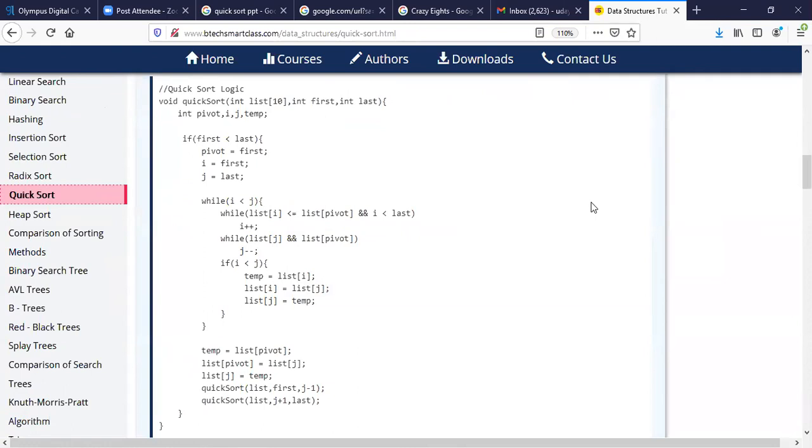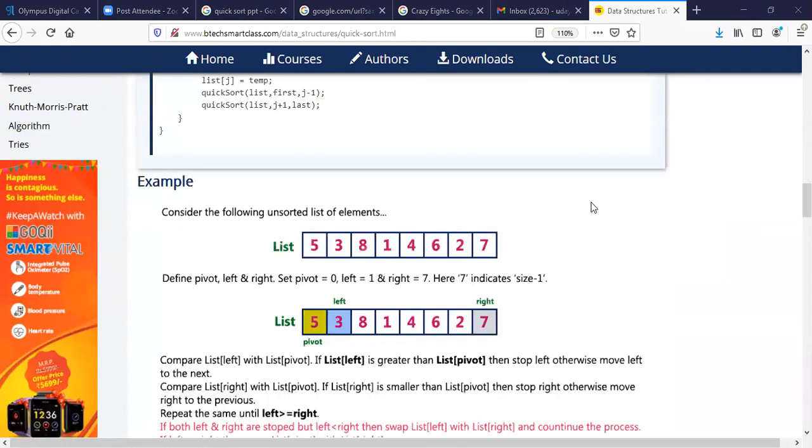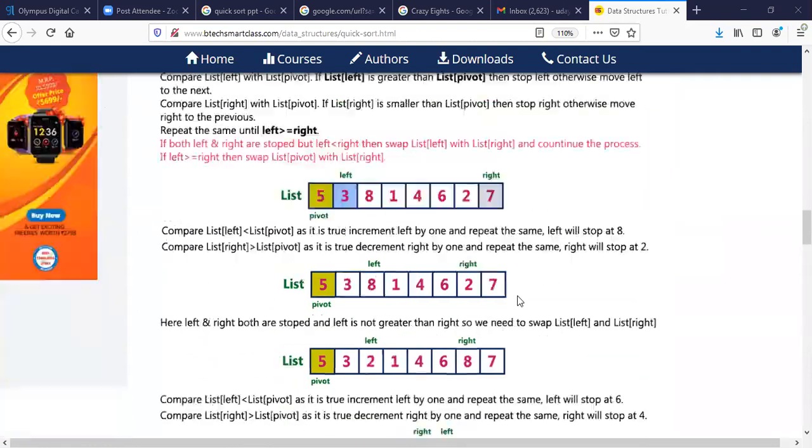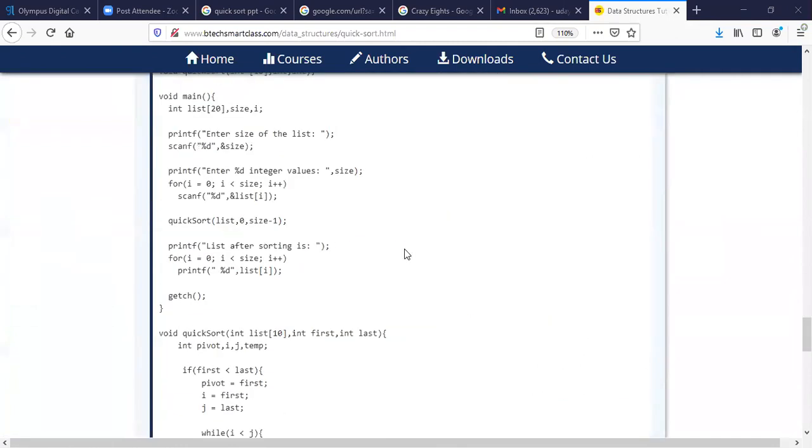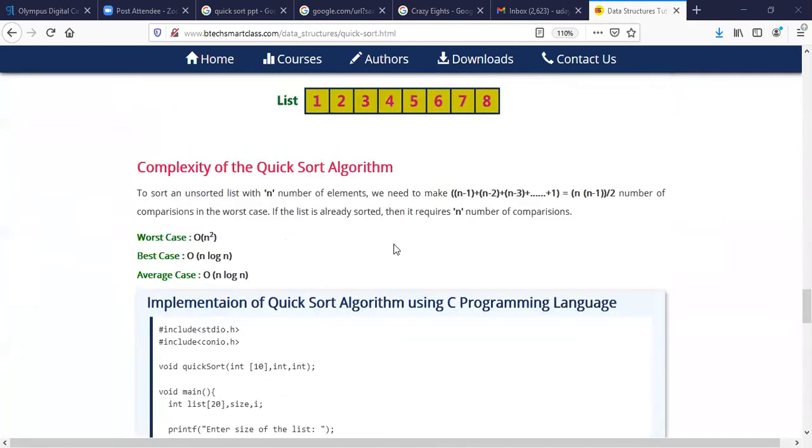So this is the operation of quick sort. This quick sort is the simplest sort, which provides an easy method of sorting the given problems in a quick amount of time.